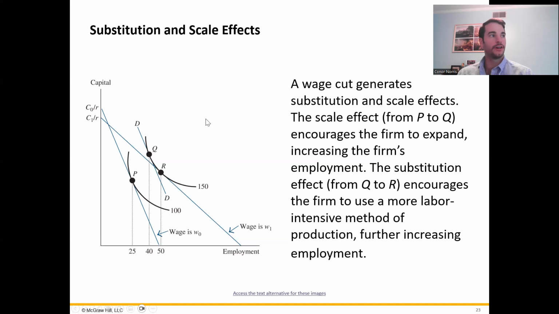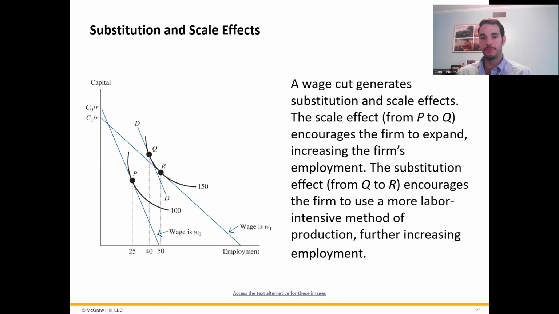But now, why do we have this odd line DD right here? Note this is parallel to the original wage rate. It represents the same wage rate that we saw initially, just shifted out to the right. This is representing the scale effect for the firm. So it shows the effect of increasing production because it's now relatively cheaper.